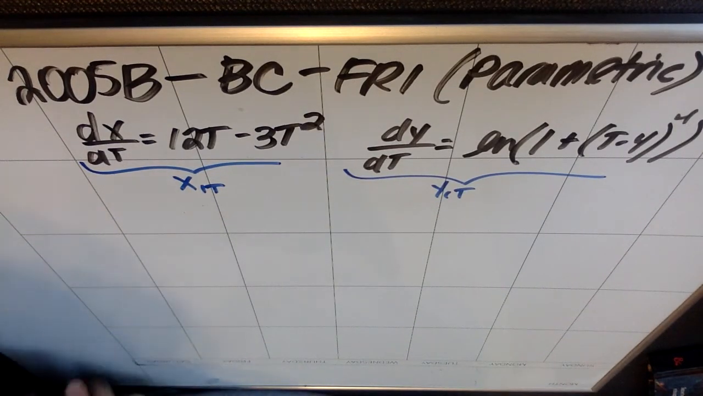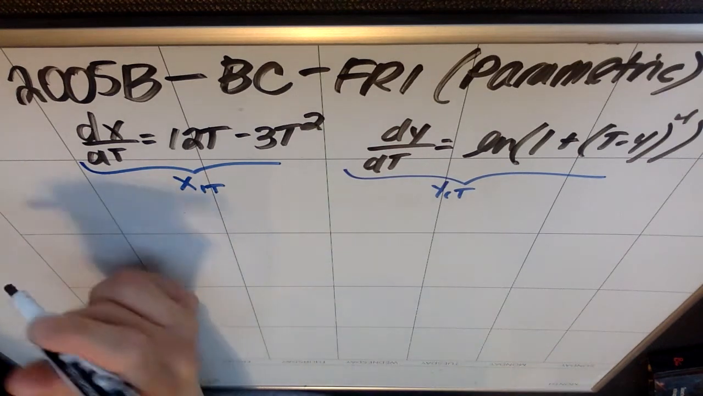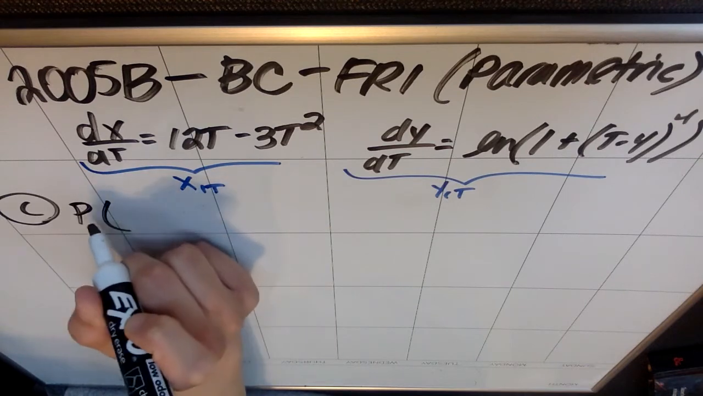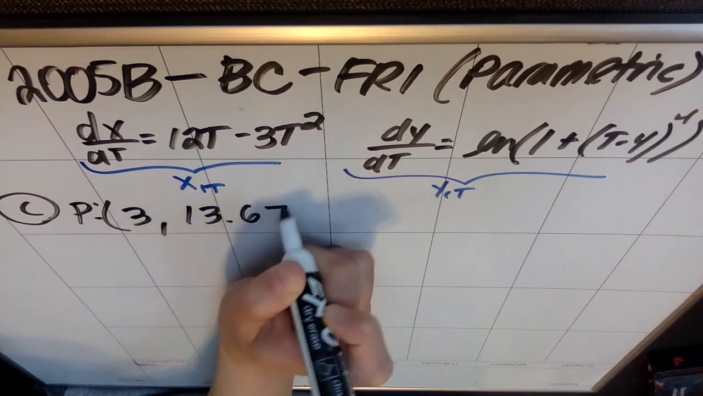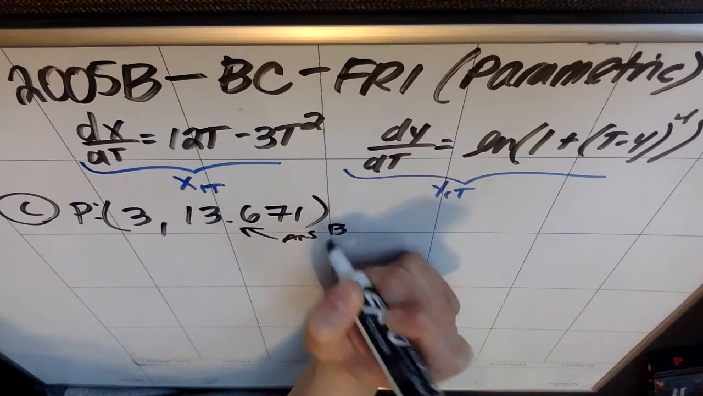All right, part C. Write an equation for the line tangent to the curve at point P. Cool. Oh, so that's relevant there, which I should have probably mentioned a second ago. It is relevant that I probably cared enough to store that point that I had, although I don't necessarily need it, but we'll go back to that in a sec. All right, so here's what I know about point P. Point P is (3, 13.671). And this was my answer to part B.